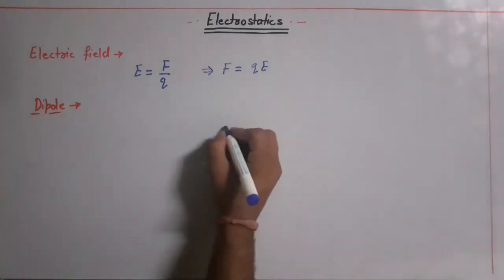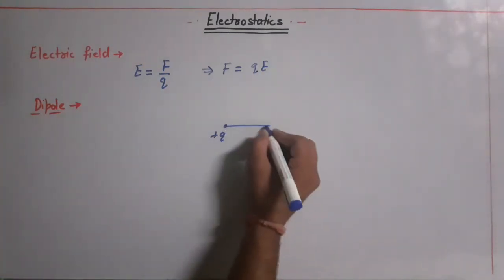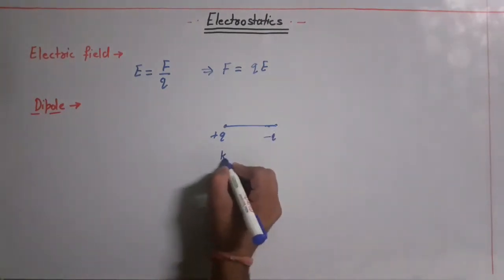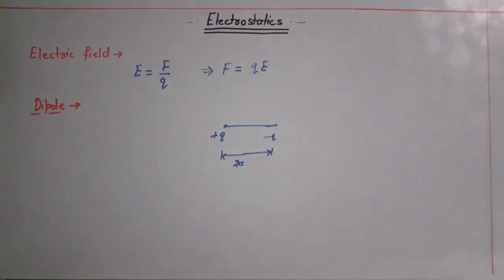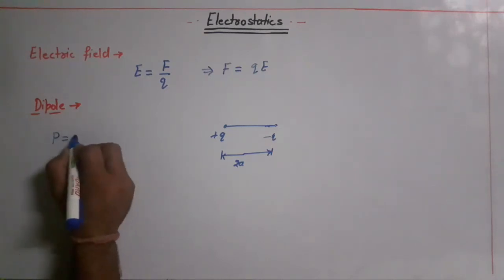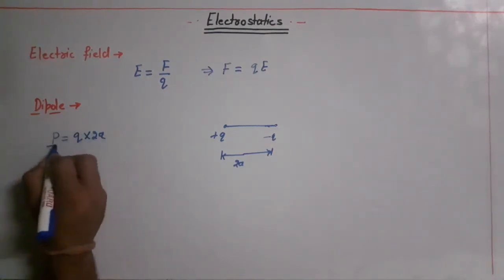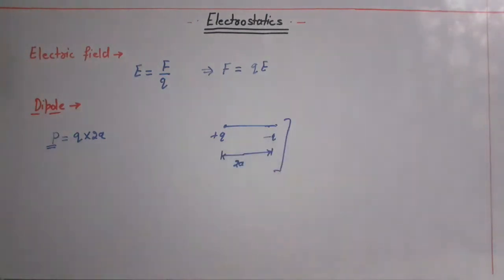Our next topic is dipole. So what is a dipole? Dipole means having two poles, two equal and opposite charges. Here we take plus Q and minus Q. These are equal and opposite charges separated by a fixed distance, which we take as 2a. So this is our dipole, and the strength of the dipole is known as dipole moment, written as P, which will be Q into 2a. Dipole moment represents the strength of our dipole.